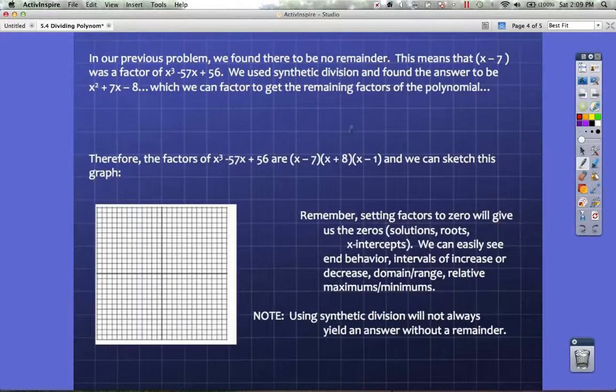Now, in the previous problem, we found there to be no remainder. That meant that x minus 7, which is what we were dividing by, was a factor of x cubed minus 57x plus 56. We used the synthetic division method and found the answer to be x squared plus 7x minus 8, which we can factor to get the remaining factors of that polynomial.